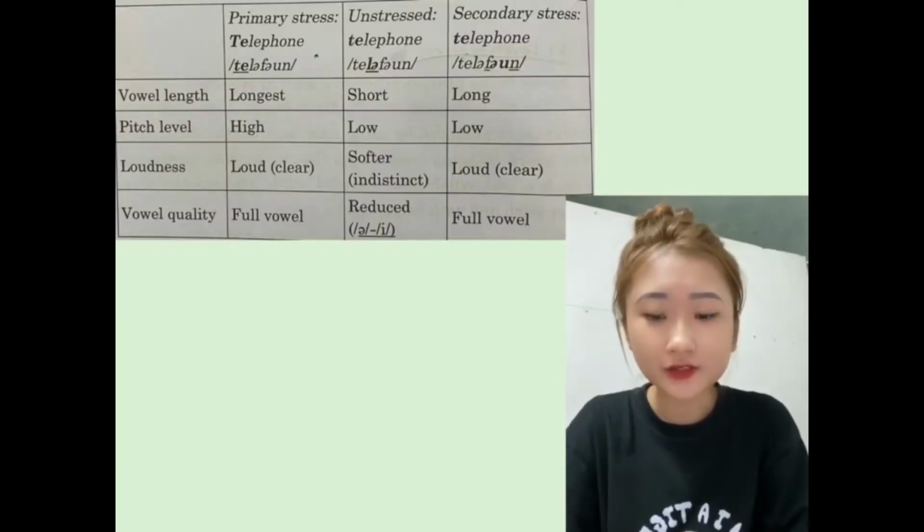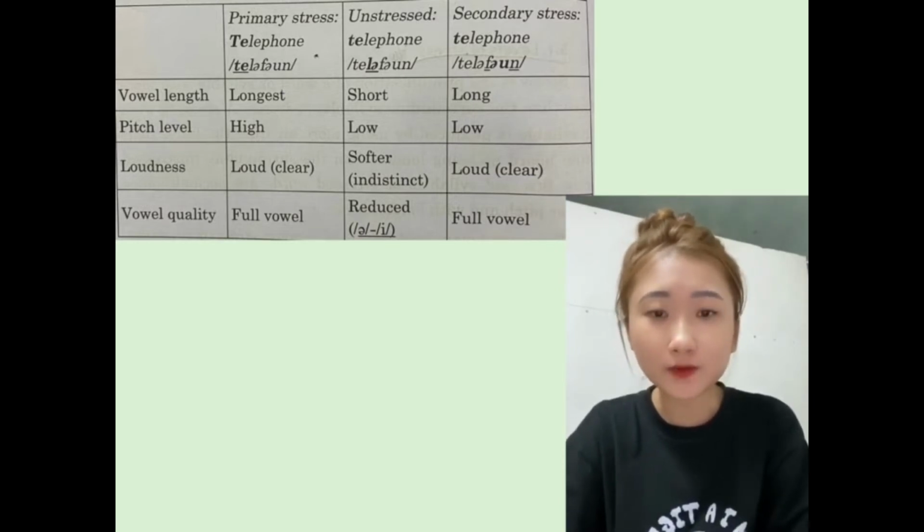In English, stressed and unstressed syllables can be distinguished by differences in length, pitch, loudness, or vowel quality, as shown in the table below.